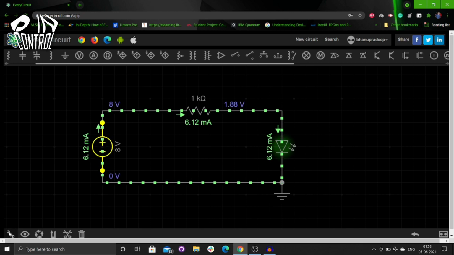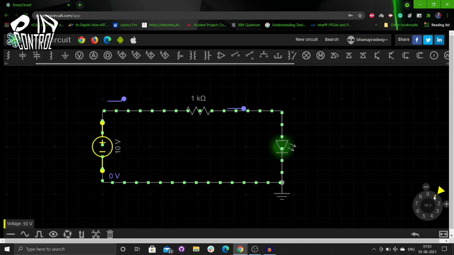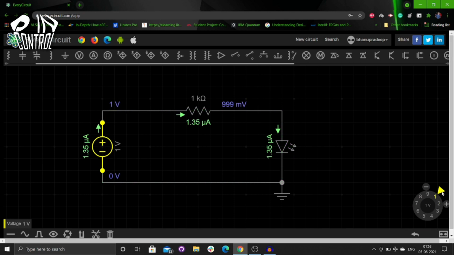Let us start from 1 volt. When I give 1 volt, we get 1.35 microamps current, with the 1 kilo ohm resistor and the accepting voltage of 2 volts for this LED. Let us see what happens when we apply 2 volts. In the previous part we saw that when we applied 2 volts directly to the LED, it was glowing.